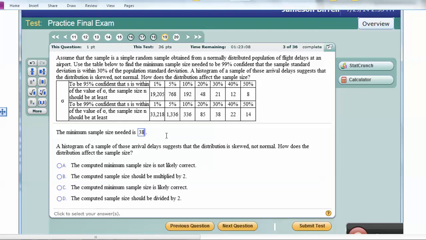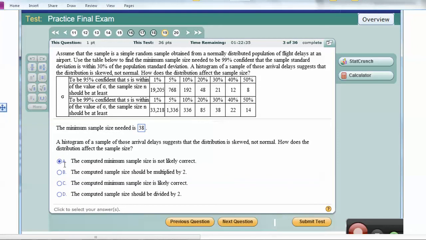And then it says a histogram of a sample of those arrival delays suggests that the distribution is skewed, not normal. So how does the skewed distribution affect the sample size? Well, the computed minimum sample size is not likely to be correct then, because it's not going to be predictable, because it's not normal. So let's go ahead and choose A. And then let's submit the test.